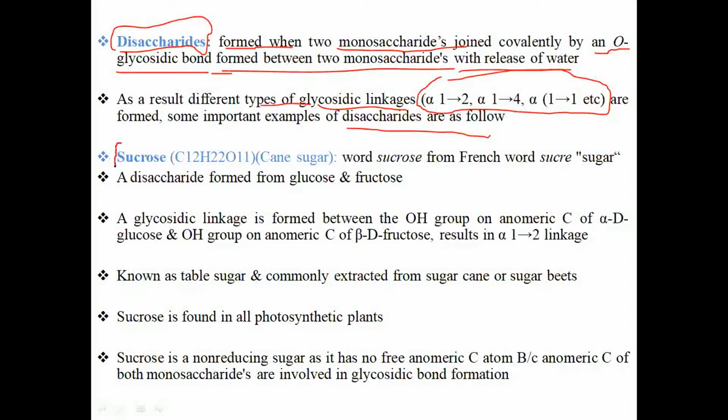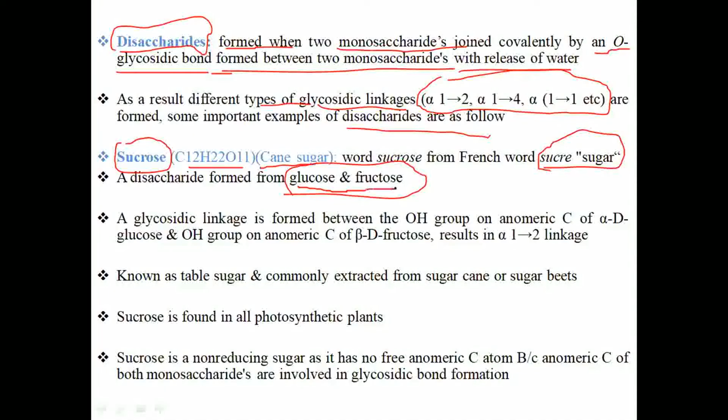First one is sucrose. Sucrose is also known as cane sugar. Its formula is C12H22O11. The word sucrose comes from the French word sucre, which means sugar. It is a disaccharide formed from glucose and fructose. So when glucose and fructose combine, it makes sucrose.